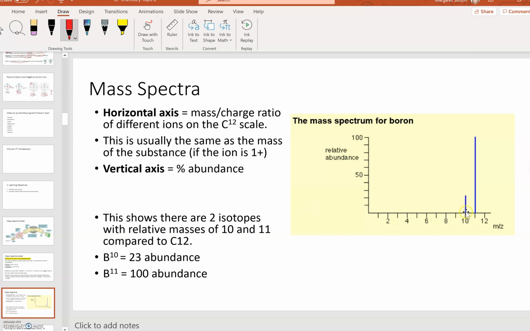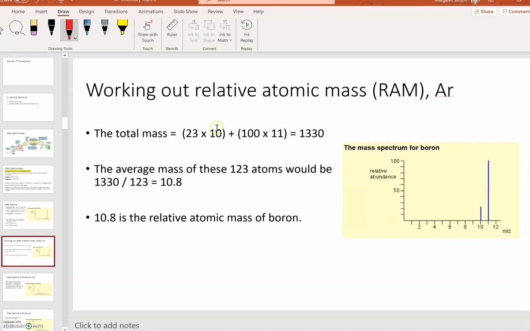So boron-10 has an abundance of 23. So you could pretty much say there's 23 atoms in this sample. And boron-11 has an abundance of 100. And so we can actually use their abundances and their masses to work out what their relative atomic mass would be on the periodic table. So let's go through what that calculation would be.